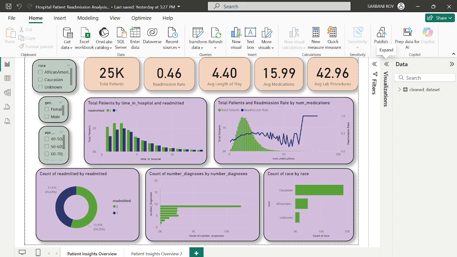The goal of this project is, first, to analyze the patient level data. Second, to understand the factors that drive hospital readmissions. Third, to present the findings visually in a clear and meaningful way. Fourth, to provide insights that the hospital can use to improve patient care and operational efficiency. This dashboard is designed for hospital administrators, decision makers, and healthcare managers who want quick but deep insights into patient outcomes.